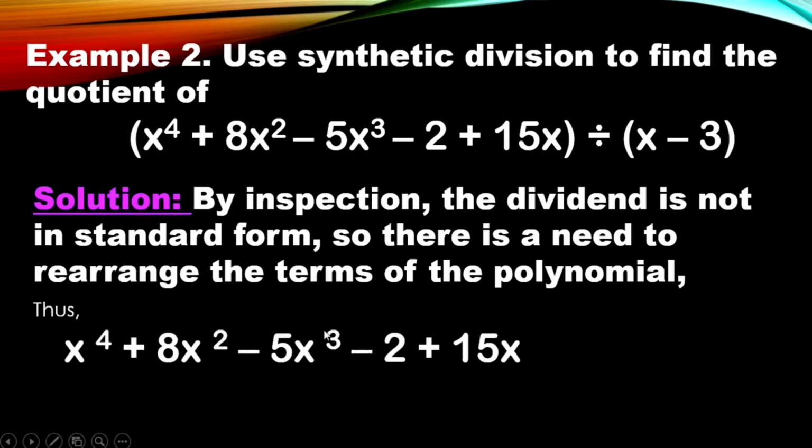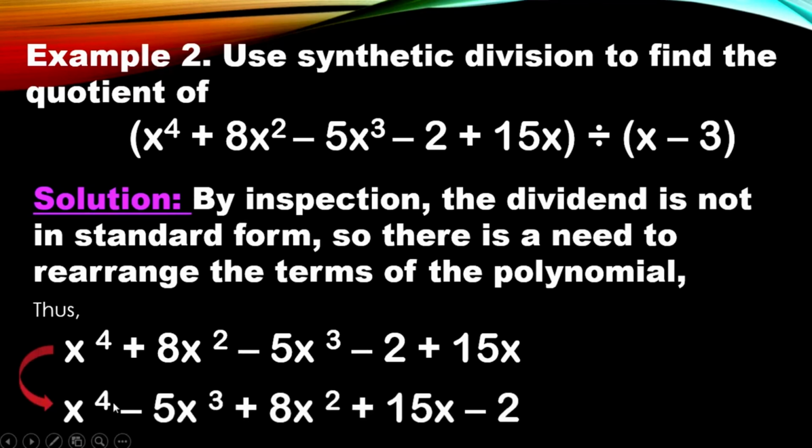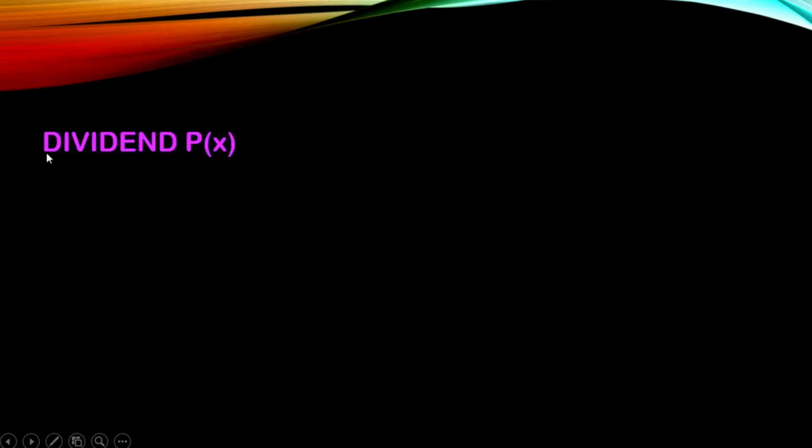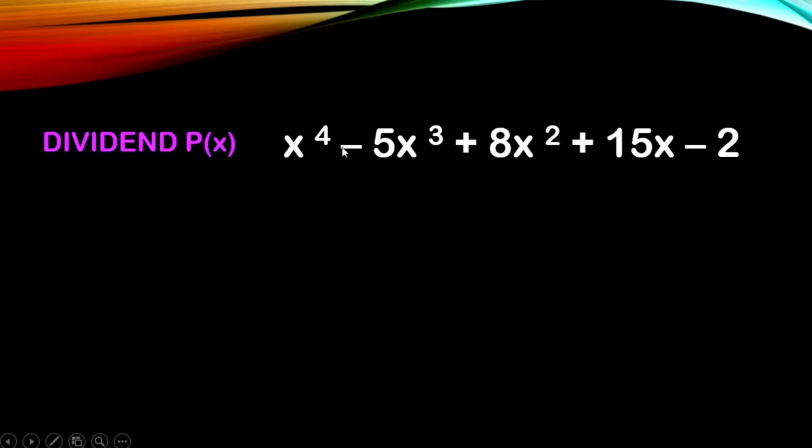In standard form, x raised to 4 plus 8x squared minus 5x cubed minus 2 plus 15x is equal to x raised to 4 minus 5x cubed plus 8x squared plus 15x minus 2. Kung mapapansin ninyo, yung exponent niya is mula sa mataas pababa. Okay, next, our dividend is x raised to 4 minus 5x cubed plus 8x squared plus 15x minus 2. Naka-arrange na yung exponent from highest to lowest. Then, the next one, we are going to identify the coefficients.